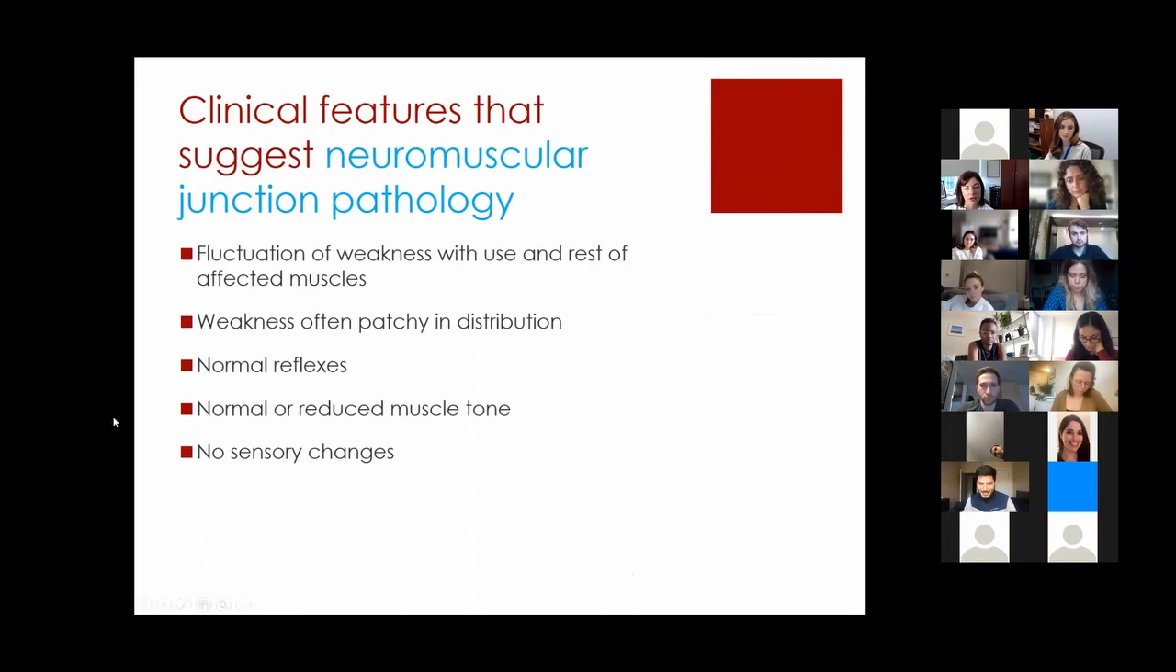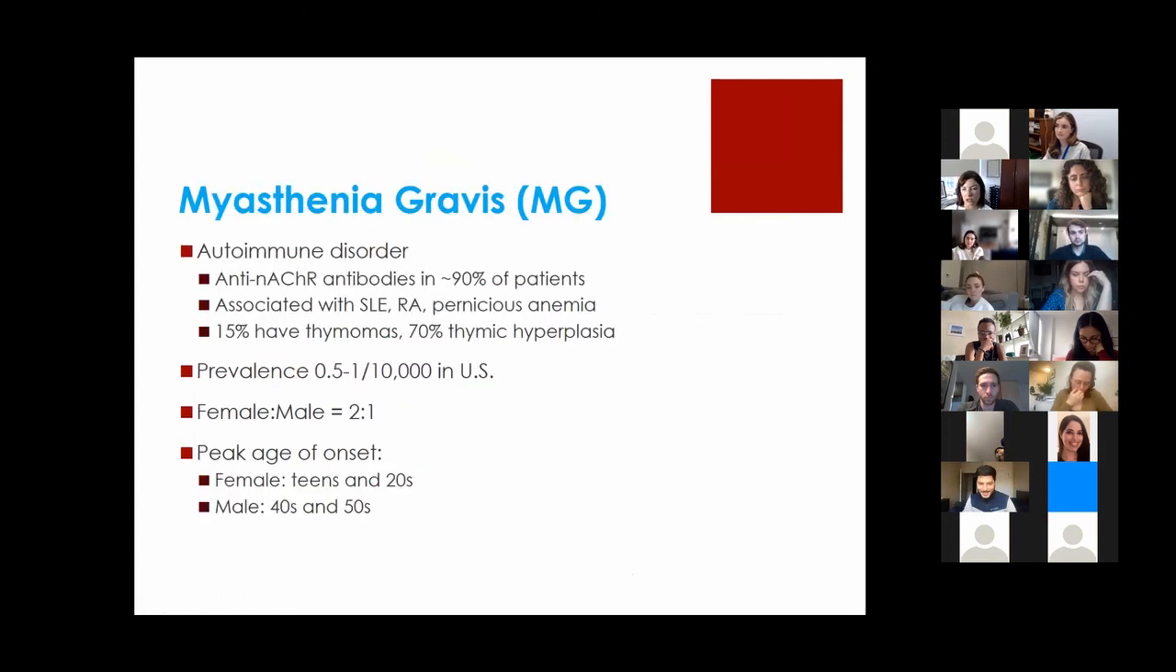Moving on to neuromuscular pathology, getting toward the end here in the last couple minutes, we tend to see a classic fluctuation of weakness: weaker when they're using the muscle, and then if they rest, they feel stronger. The weakness may be somewhat patchy. It doesn't have to be global. Obviously, there's no sensory changes. Reflexes should be normal. Tone is usually normal.